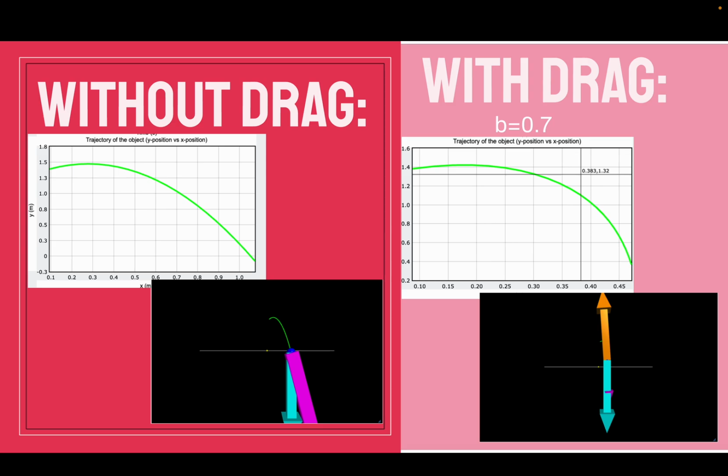And so here's the results of the computational model without drag and with drag. So you can see the difference in the graphs and the diagrams adding drag. And my final drag that I ended up with was 0.7, as I said in the last slide.